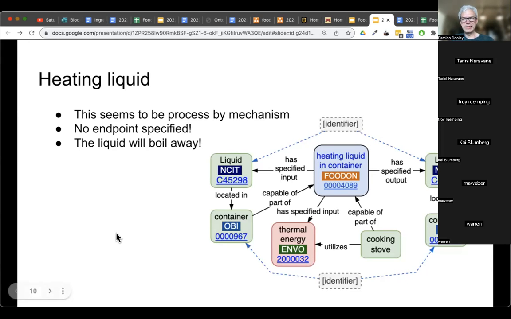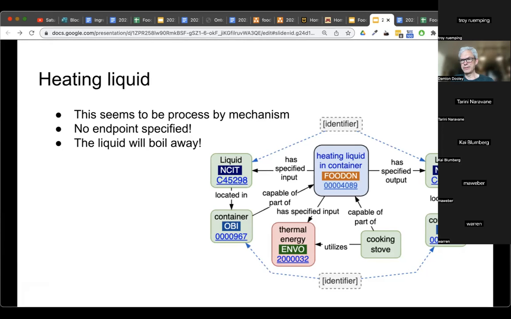Okay, so heating liquid. Similarly, we're going to take a look at how a process might represent that. It looks like it's a process by mechanism. And the reason is we can start with some liquid located in a container and end up with liquid located in a container, but we haven't said what temperature that liquid has reached. But in this heating liquid in container, we are saying necessarily that there's some thermal energy as an input, and we need some device that's capable of this process and utilizing the energy, by the by.